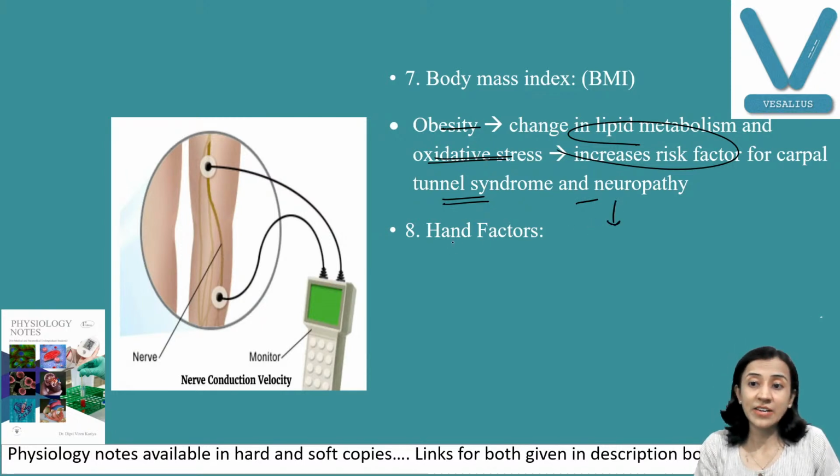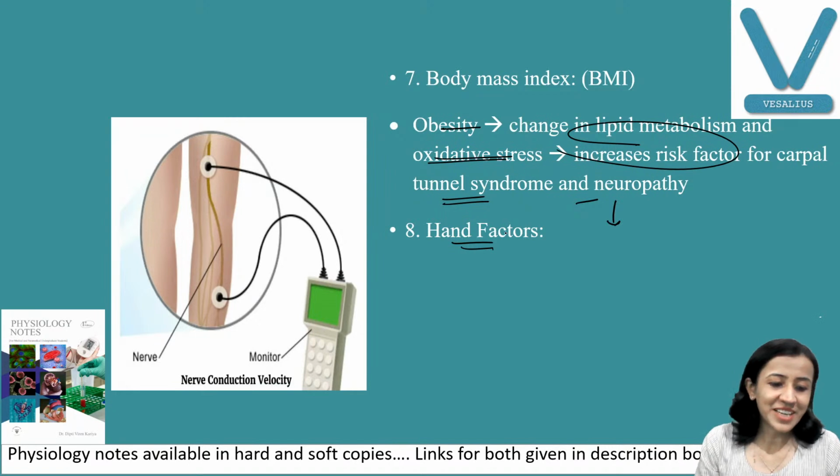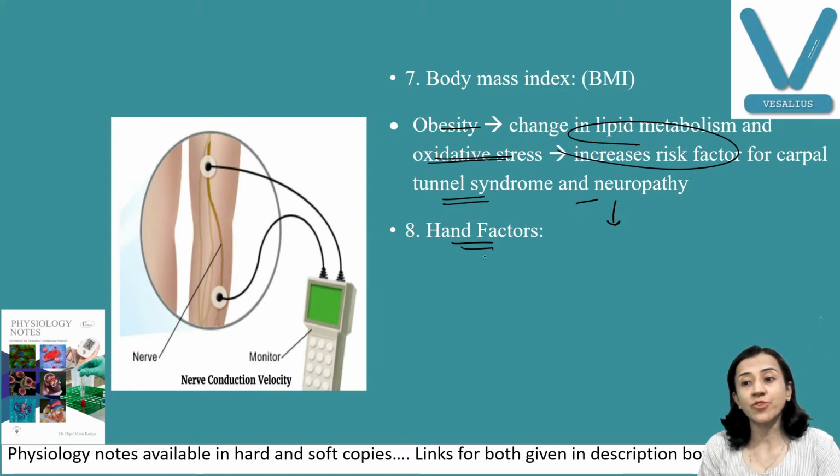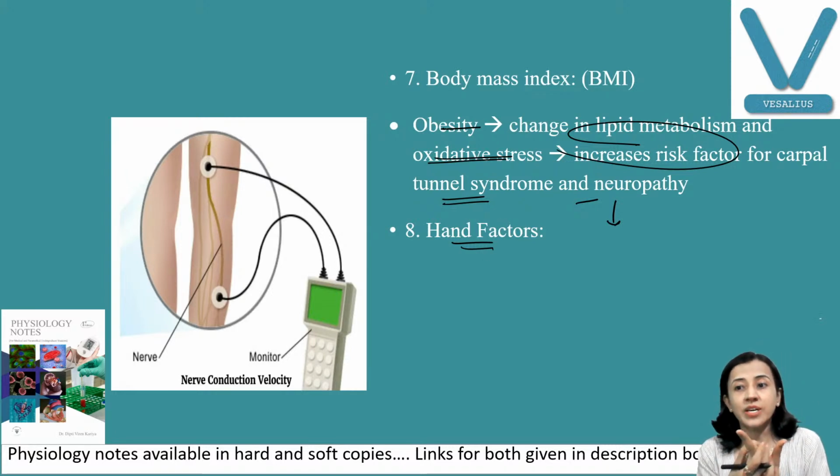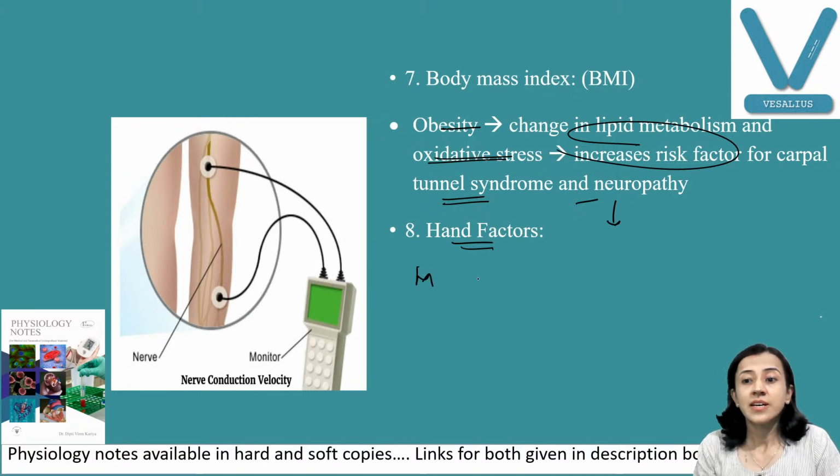Some other hand factors are also there, like the circumference of the index finger. If the index finger circumference is more, then conduction velocity amplitude is also higher, so that is also related with conduction velocity. Median nerve conduction velocity increases in an individual having a large wrist ratio. If the wrist diameter is large, then the conduction velocity is fast because compressive symptoms are reduced.